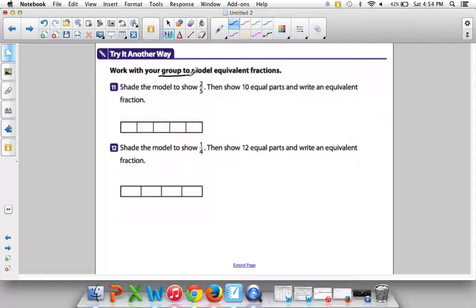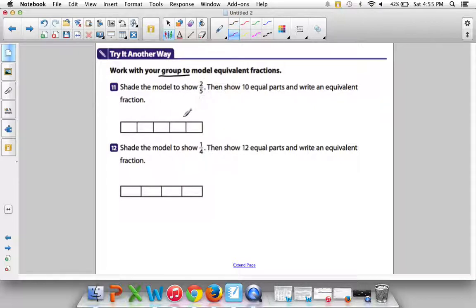It says to work with your group. You're working by yourself, or you're working with me right now in the video. So whatever. Shade the model to show 2/5, then show 10 equal parts and write an equivalent fraction. One step at a time. Let's do this. Shade the model to show 2/5.